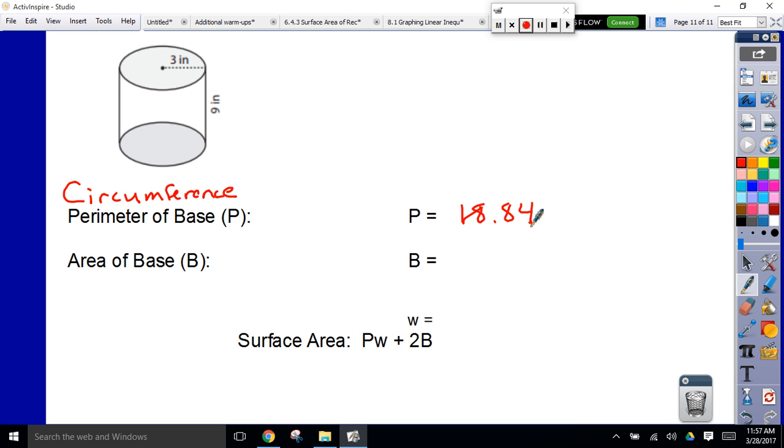How do we find the area of the circle? Michael, do you remember that? Radius times radius times pi. So it's pi times the radius squared. Can you do that, Michael? So 3 times 3 times pi. 28.26. And then what is W, David? 9. And then we would just put that all into the formula again.